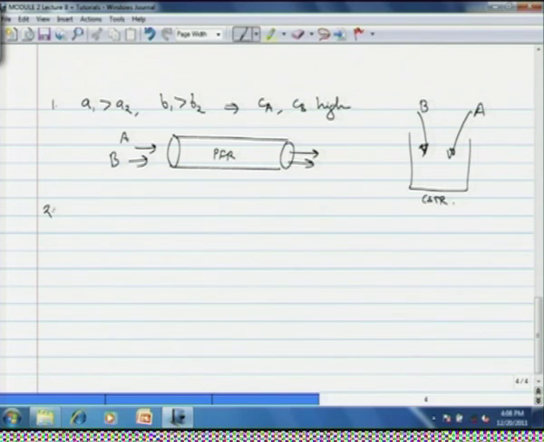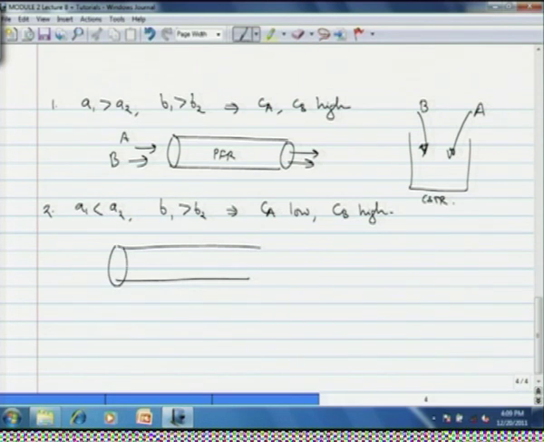Now, second possibility, if A1 is less than A2 and B1 is greater than B2. Now, in this case, we have to keep Ca low, but Cb high. Now, how we can achieve this? A simple way to have this is to have a plug flow reactor in which B enters at the inlet and A is added at various locations, so that at any particular location in the reactor, the concentration of A is low.